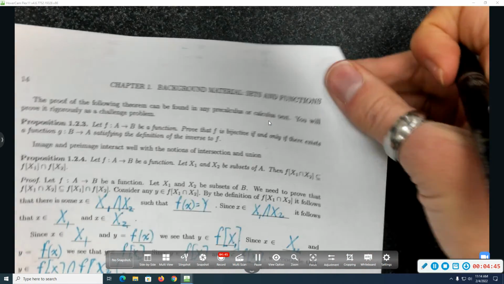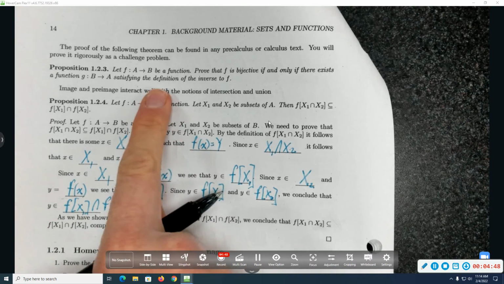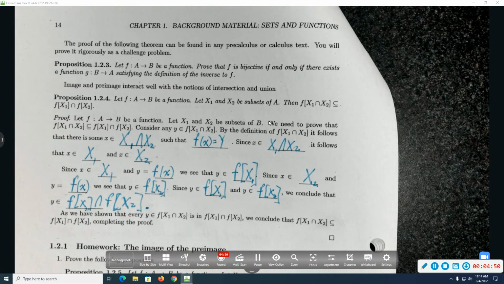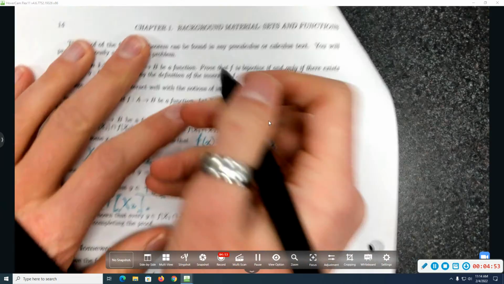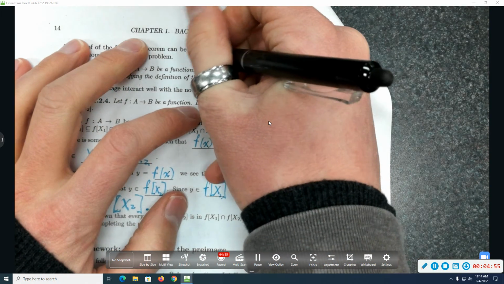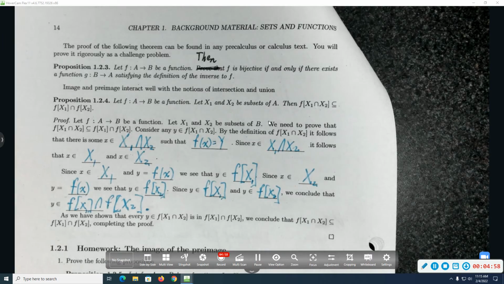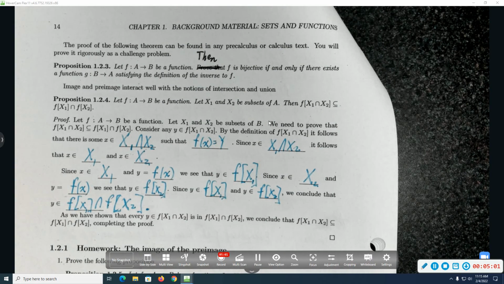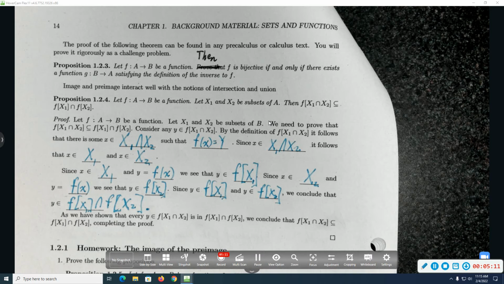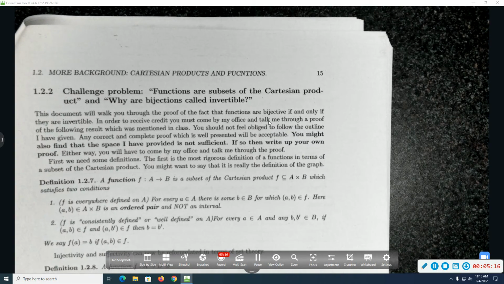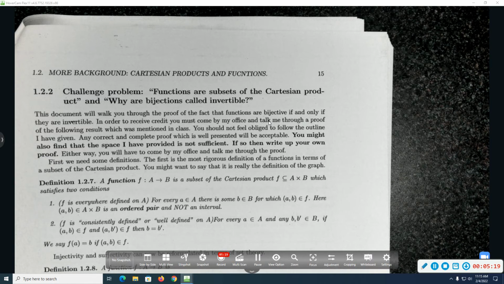Nice. And the big payoff in terms of bijectivity is this proposition. If you have a function f, then f is bijective if and only if there is a function g satisfying the definition of the inverse of f. And if you want a proof of that, then what you want is the first extra credit challenge problem in this class, in which you will get the correct super formal definition of what a function is.